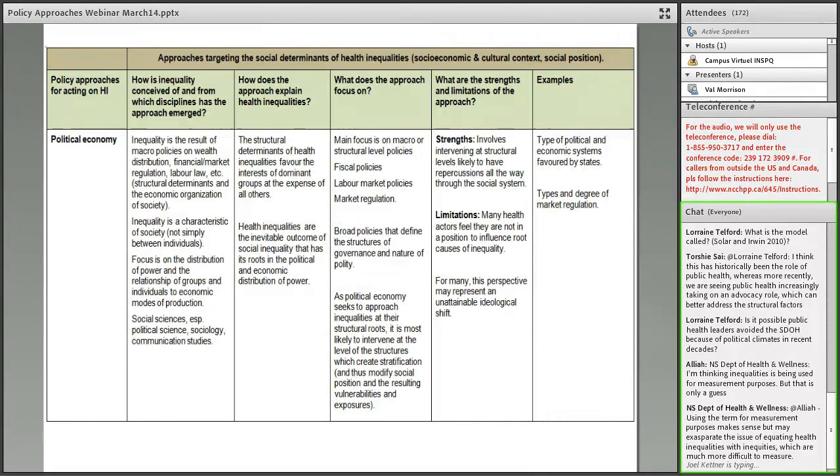So if we look at these 3 approaches in terms of the key questions that I was just talking about, and start with political economy, in terms of how inequality is conceived of and how health inequalities are defined, from this perspective, inequality is the result of macro policies on wealth distribution, financial market regulation, labor law, etc. And inequality is a characteristic of society, not simply of a difference between individuals. And health inequalities, from this perspective, are the inevitable outcome of social inequality that has its roots in the political and economic distribution of power.